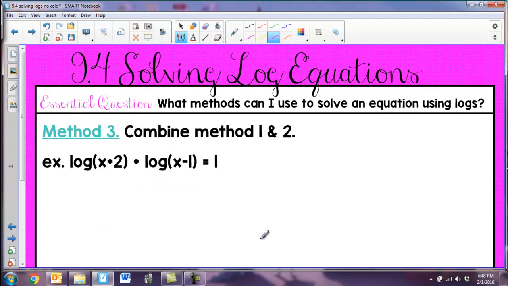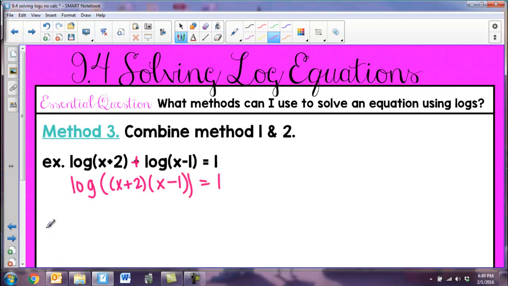The next type of method we could use to solve is basically a combination of method 1 and 2. We're going to try to condense down my logs as much as I can on either side of the equation, and then I'm going to rewrite it in a different way. So this right here, I know if I have a plus in between my two logs, then that is actually a multiplication on the inside. So if I have this, I'm going to multiply. I'm going to use a lot of parentheses here.